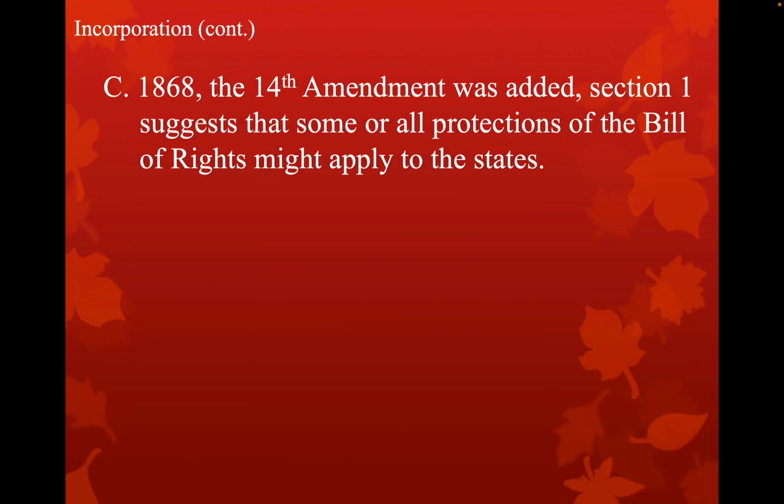Well, 1868 is when the 14th Amendment was added, and the way it was written, whether it was intended that way or not, Section 1 suggests that some or all protections of the Bill of Rights might apply to the states.